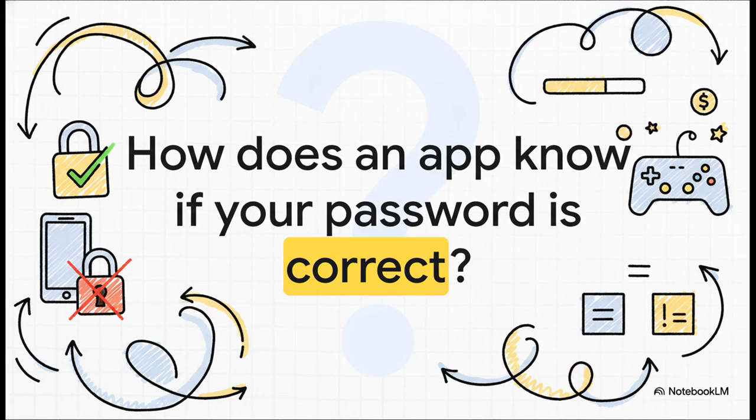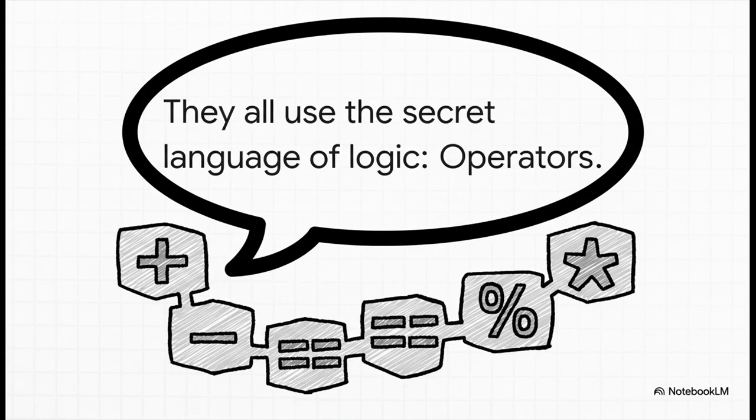You ever stop and wonder how your apps just know things? How does a game know you finally leveled up? Or how does your phone know your password is correct, but when your friend tries, it says, no way? It really seems like magic, doesn't it? But behind every single one of those decisions is a super simple logical instruction. And the secret to all of it is this shared language, and it's built on these simple little symbols we call operators. They are the absolute bedrock, the fundamental building blocks for every logical decision a program ever makes.